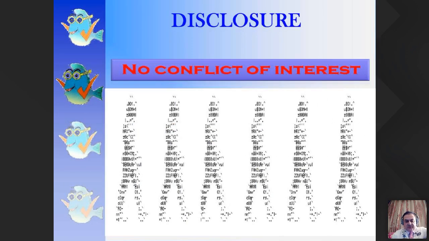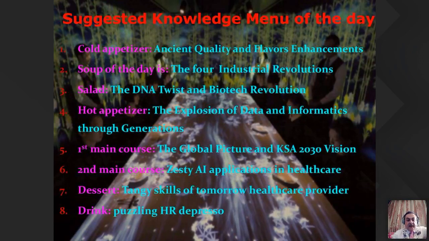Nothing to disclose. Everything you will see is referenced either from the articles I wrote or from references from international bodies. And I like to have it as a menu. Probably the majority of you have noticed in Riyadh last year, there was a restaurant where the cost of food cost a lot of money. So I thought of having appetizers, called appetizers about Asian quality and flavor enhancement, and having a soup of the day by giving you more about the industrial revolution and what is happening.